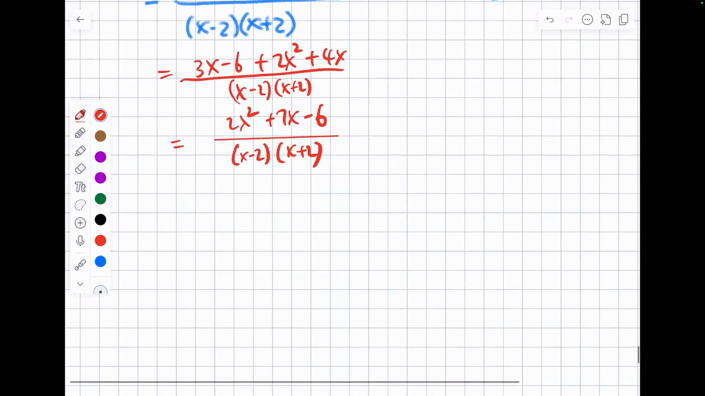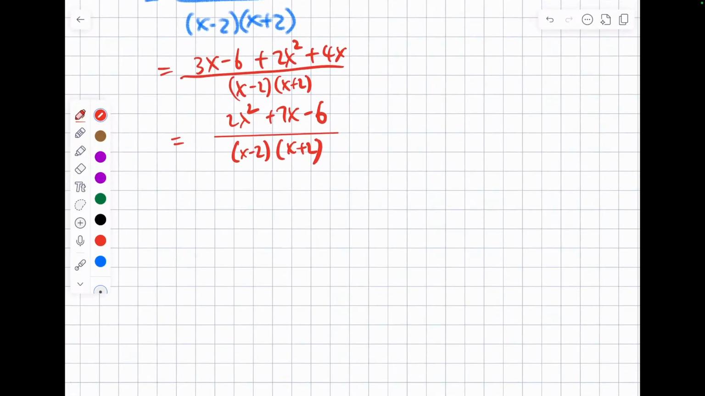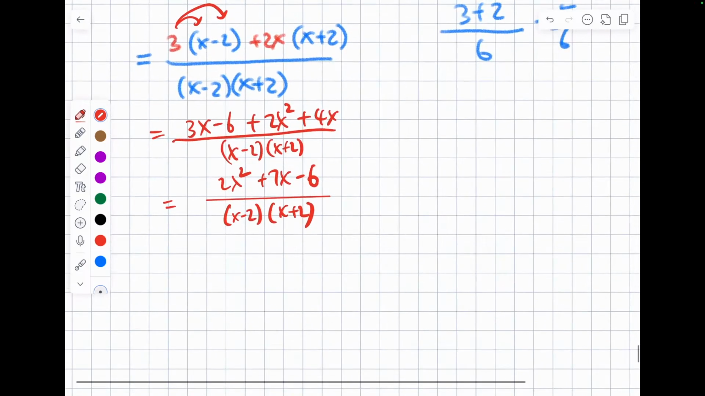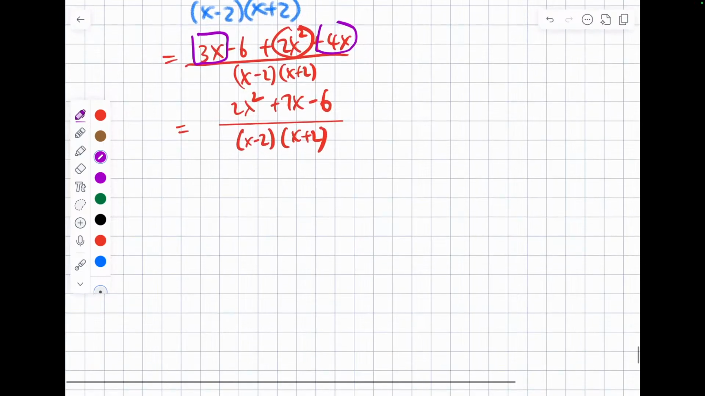Mr. Ye, could you explain what you did in the last step there with the numerator? Oh, I organized them. So I write down 2x squared in the front because I want the degree to go down: the x squared, x, and the constant. Do you see that this 3x and the 4x are like terms? You can add them together, becomes 7x, and that's minus 6. Gotcha. All right.